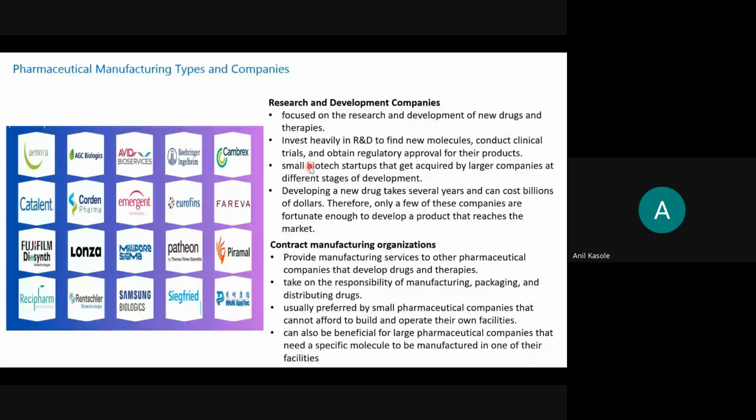R&D also has small biotech startups, meaning a small manufacturing setup within the R&D, so they can produce drugs in small volumes. They also develop new drugs, which usually takes several years and costs billions of dollars. That's the reason these companies are really fortunate if they develop a product that reaches the market. You can see the detail in the subsequent slides, but for now, R&D is the segment in the pharmaceutical industry where new products are developed for new diseases.